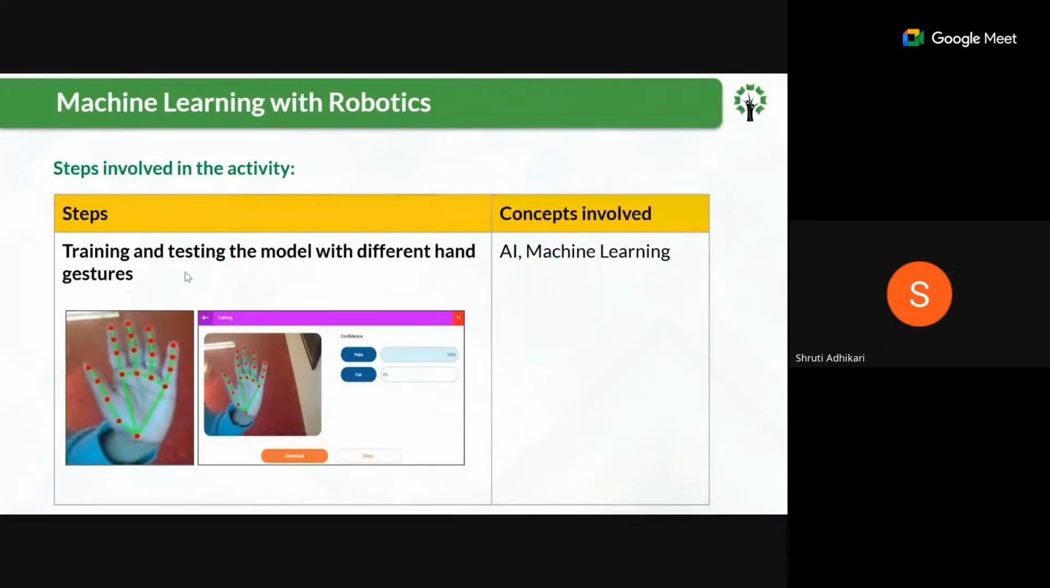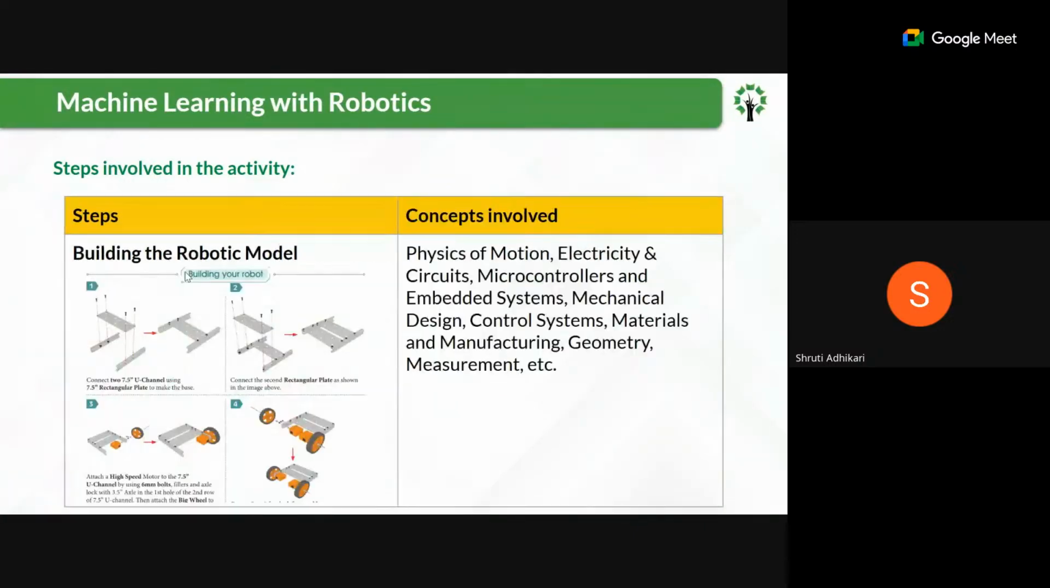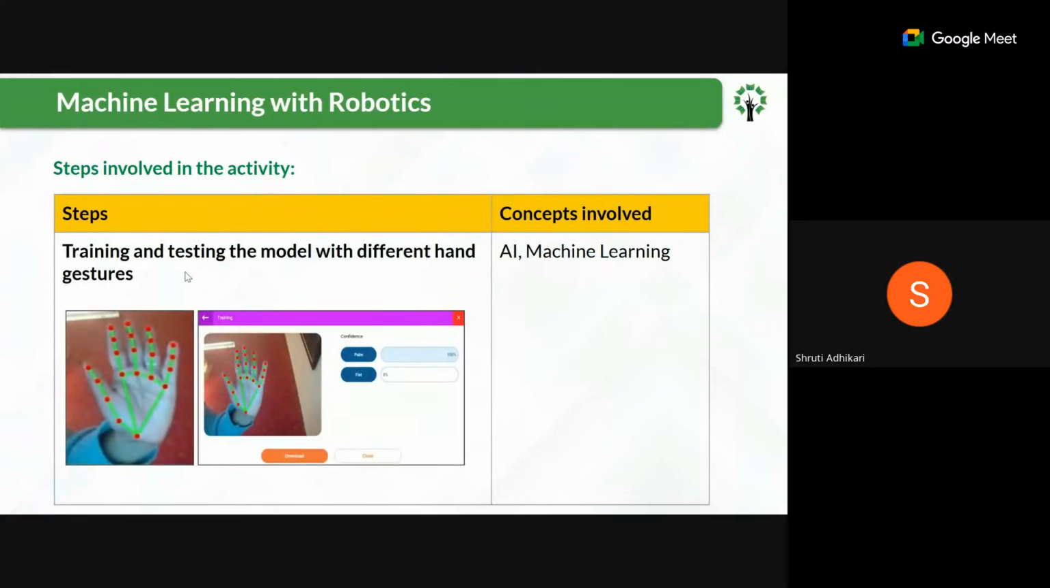Then the next step is training the model. Once you have built the model, then we are training the model. This is based on the AI-based activity, right? So, training and testing the model. First you have to train the model that whenever I show a palm, it's a palm. You have to remember that it's a palm. When I show a thumbs up, you have to remember it's a thumbs up, right? And then we can test the model also, to see whether it has properly memorized the gestures or not, right?